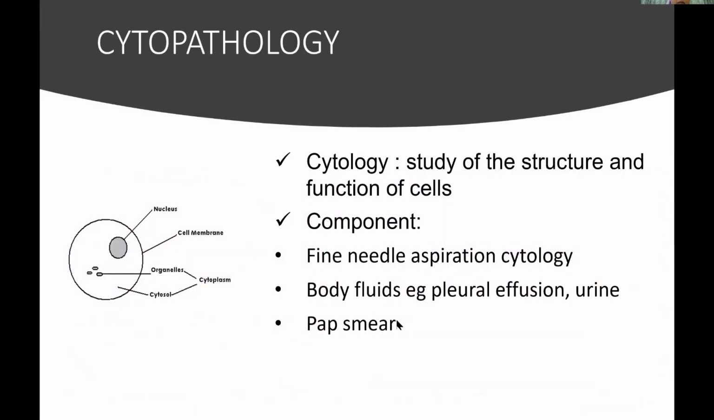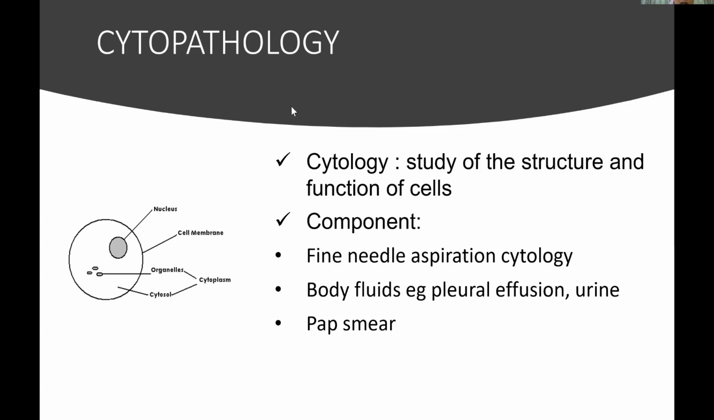Okay, next, cytopathology. For cytopathology, we only study the individual cells without the adjacent stroma. So we need to analyze the cells only. Before we move further, we need to know the components of the cells. The cell consists of a nucleus surrounded by the cytoplasm. The cytoplasm has many organelles and cytosol. I think you have learned this in our biology class in previous years, right?